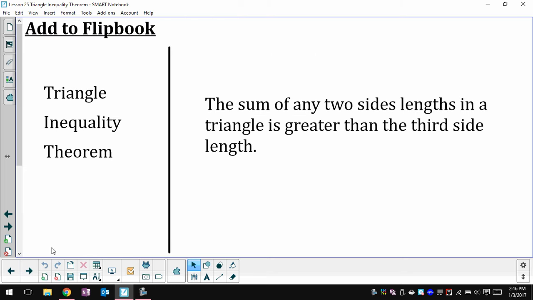If you're keeping up with your flip book, the triangle inequality theorem says that if you add any two of the sides in a triangle together, those two sides added together will be bigger than the third side. So if I were to take the triangle apart and take any two sides and put them end to end, that would make a bigger length than the third side by itself.